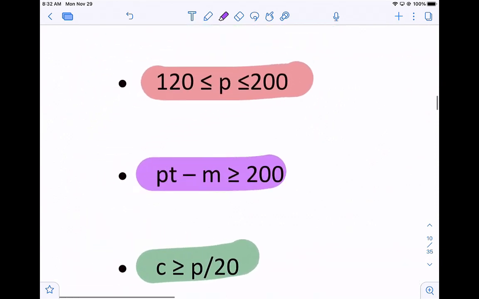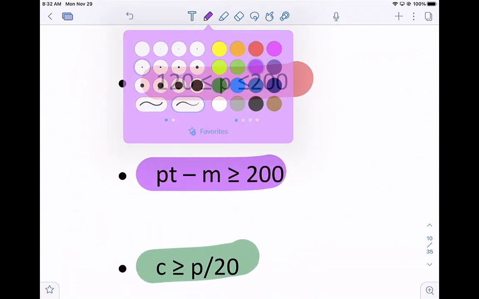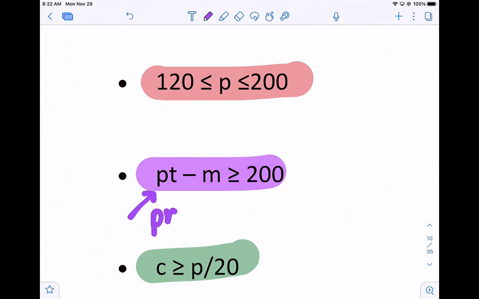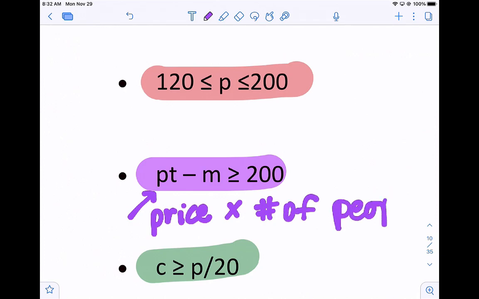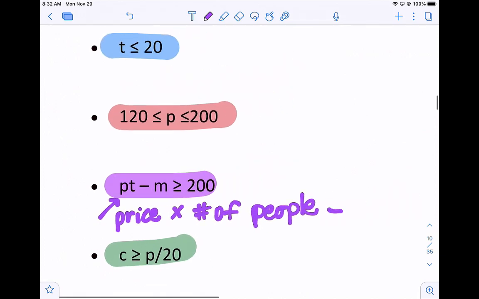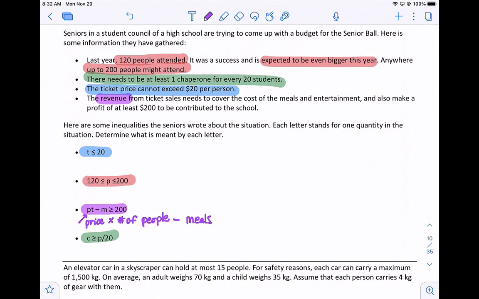So it's the price of the ticket. If we write this out, P is the price per ticket times number of people. This is the profit, minus the number of meals has to be greater than or equal to $200.